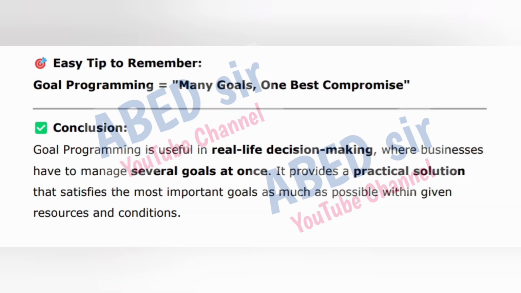Easy tip to remember. Goal programming is equal to many goals, one best compromise. Conclusion. Goal programming is useful in real-life decision-making, where businesses have to manage several goals at once. It provides a practical solution that satisfies the most important goals as much as possible within given resources and conditions.